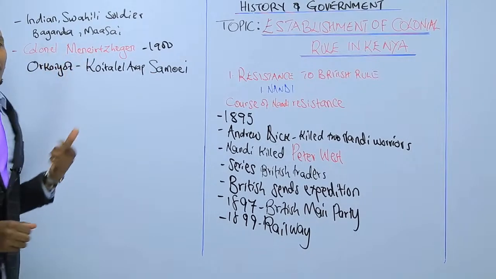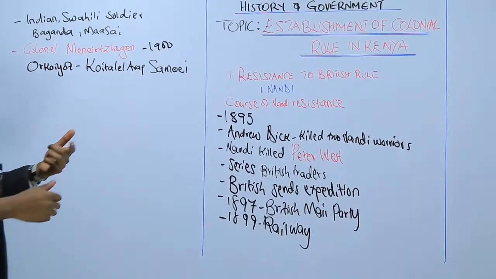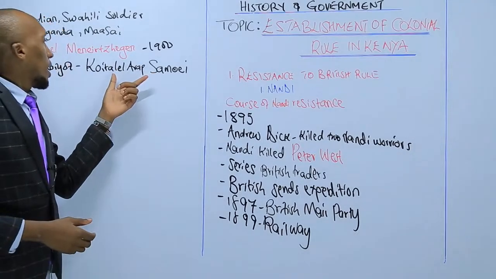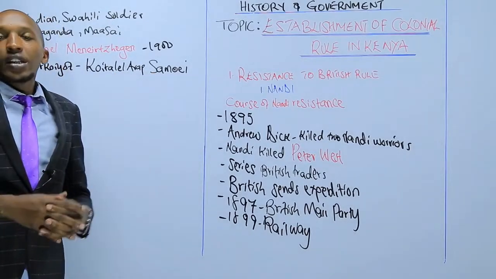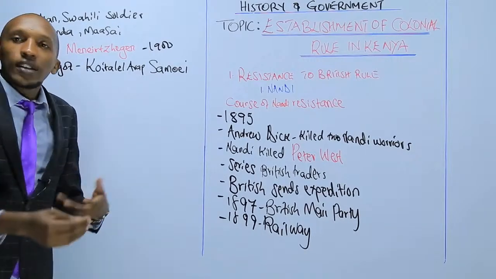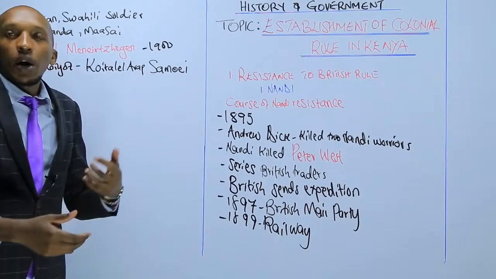So what this man did, he decided to trick Koitalel Arap Samoei and the other leaders into a meeting, under the pretense of trying to discuss a way out.